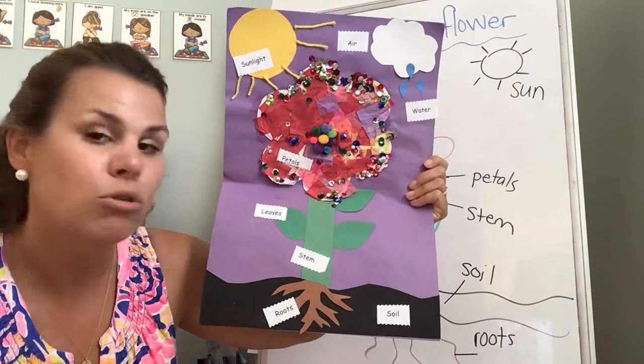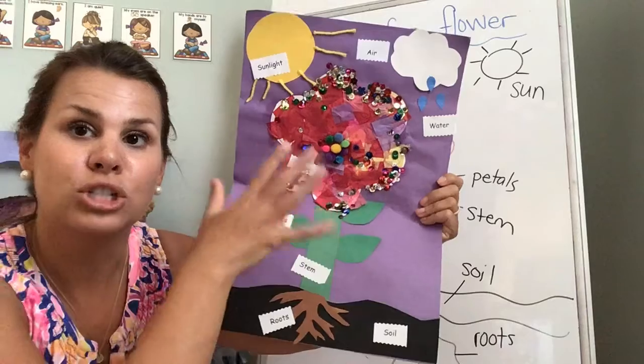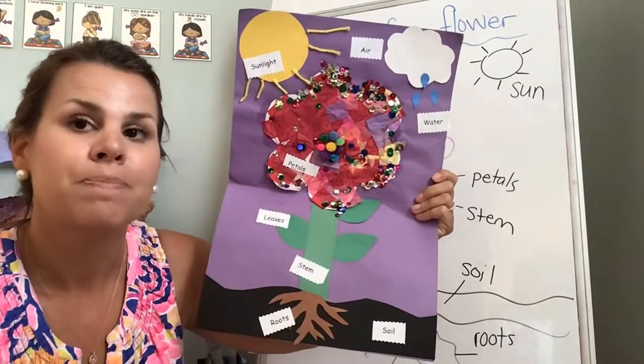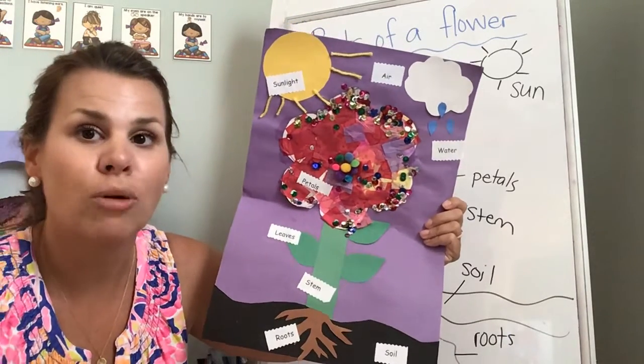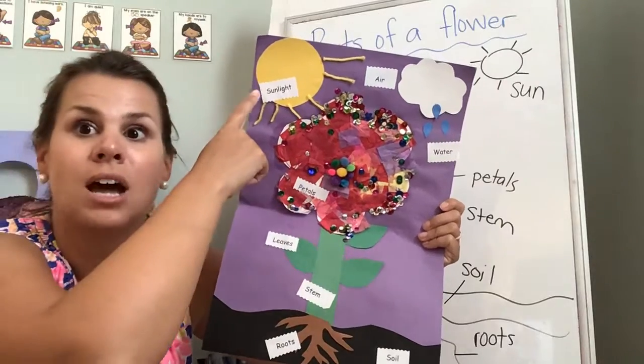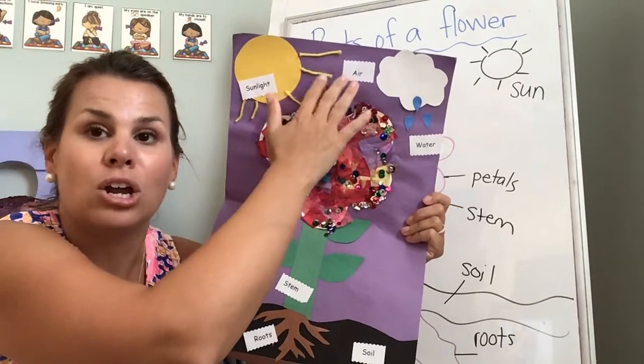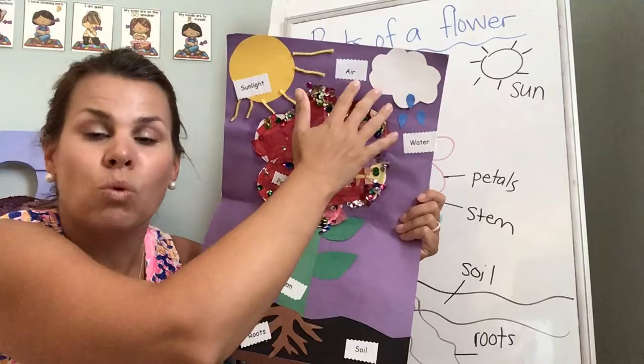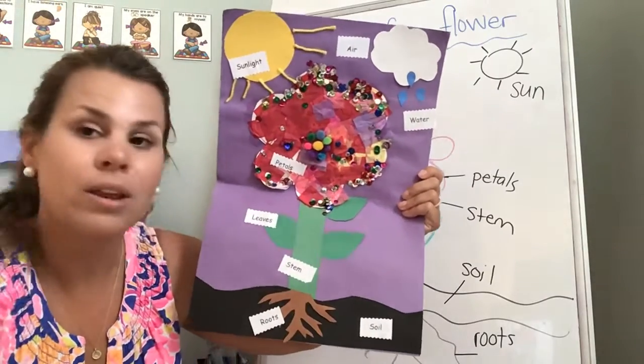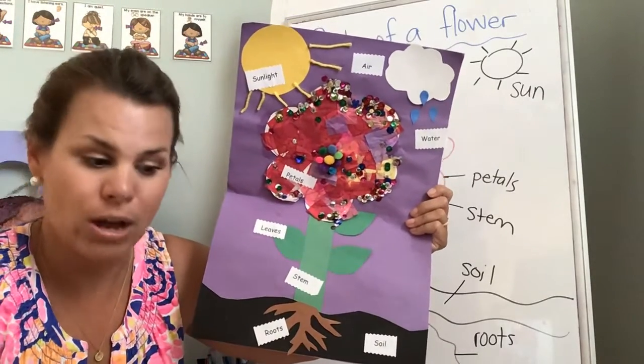You can also dig deeper, just like this one was very detailed. You can go ahead and add a sun and the words air and rain and water. That's what plants need in order to grow.